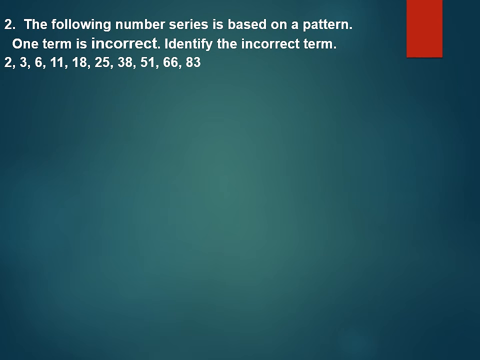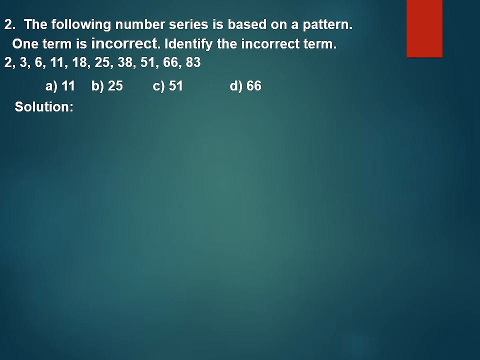Now the following number series is based on a pattern. One term is incorrect. Identify the incorrect term. The pattern given here is 2, 3, 6, 11, 18, 25, 38, 51, 66, 83. Out of which we have to see which one is the incorrect term. The options given are 11, 25, 51 and 66.